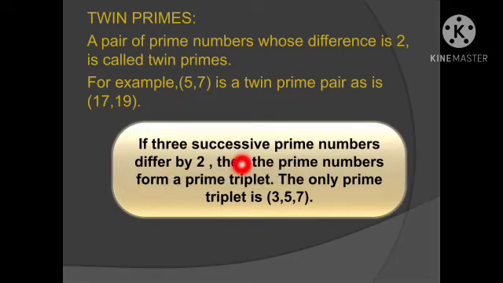If three successive prime numbers differ by 2, then the prime numbers form a prime triplet. The only prime triplet is 3, 5, 7. The difference between 3 and 5 is 2 and the difference between 5 and 7 is 2.